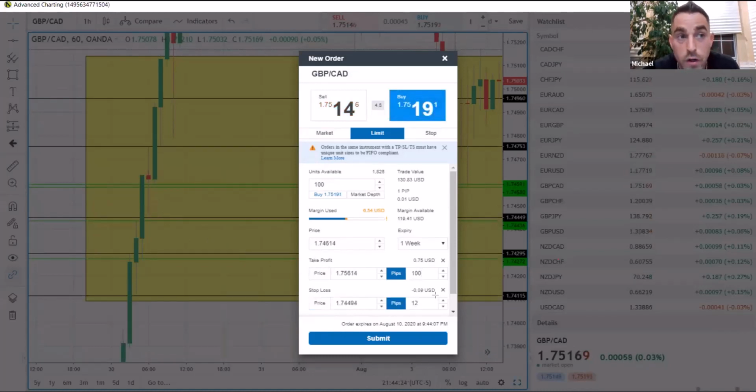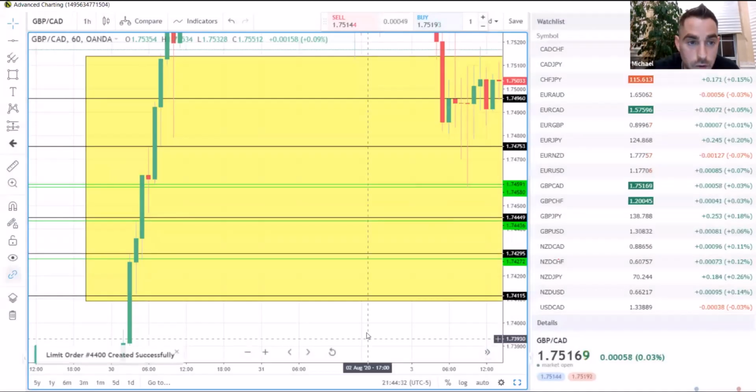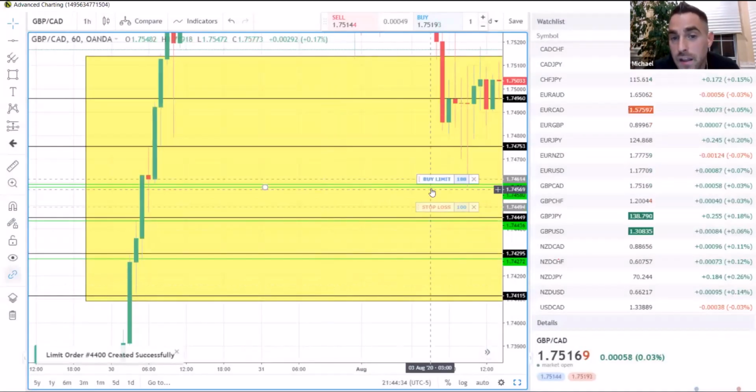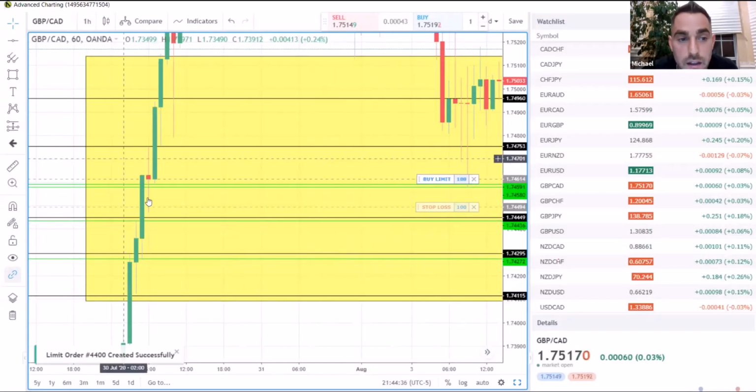I'd go to 12, or you go to a smaller time frame, breaking down the patterns to see what's below it, to see how much coverage you want to have. But I would go right here. I would submit an order. This is a buy limit. This isn't a market order. This is a buy limit order.